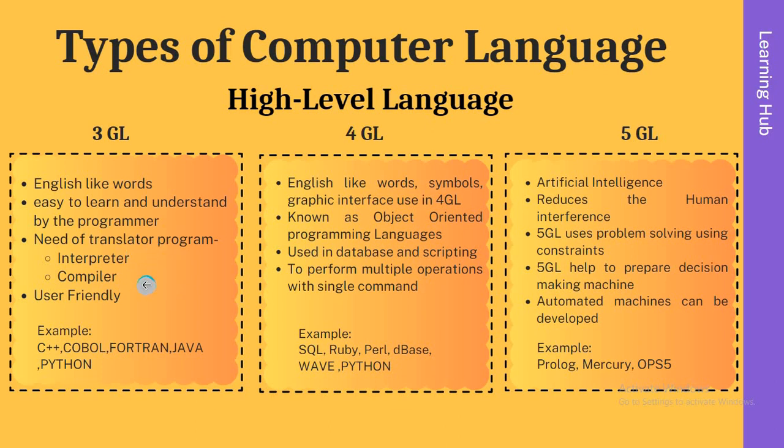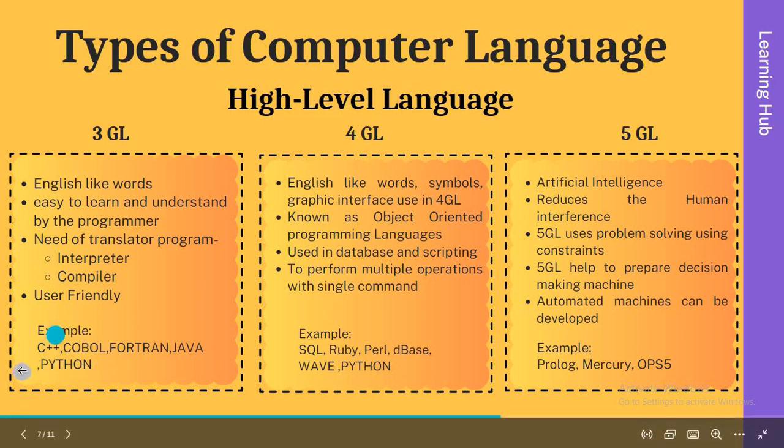What type of translator program is used in 3GL? Interpreter and compiler. There are two types of translator program used. It is a user-friendly language. Why user-friendly? Because a human being understands 3GL language. For example of 3GL language: C++, COBOL, Fortran, Java. Here are the examples of 3GL.